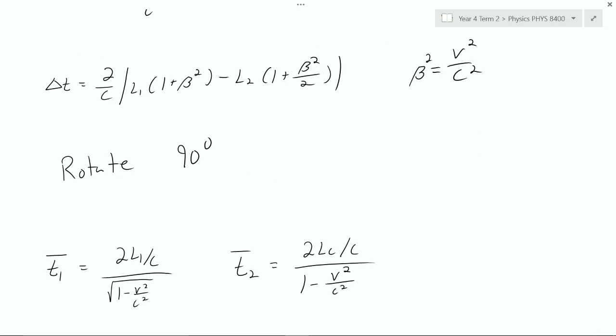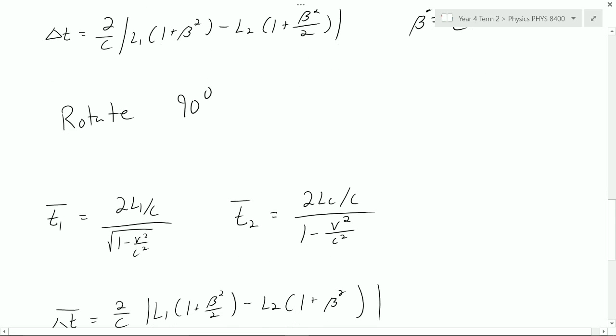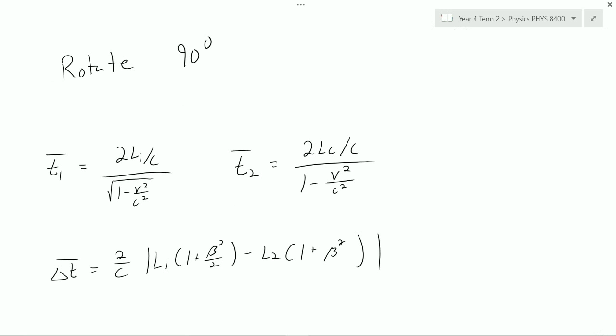Now, after you rotate that instrument 90 degrees, the equations become switched for T1 and T2 and become T1 bar and T2 bar. The only difference now is that L1, which was originally going parallel to the Earth's velocity, is now perpendicular, and L2 is actually now parallel. So the delta T bar is similar to delta T, but now L1 and L2 have switched positions in the equation.